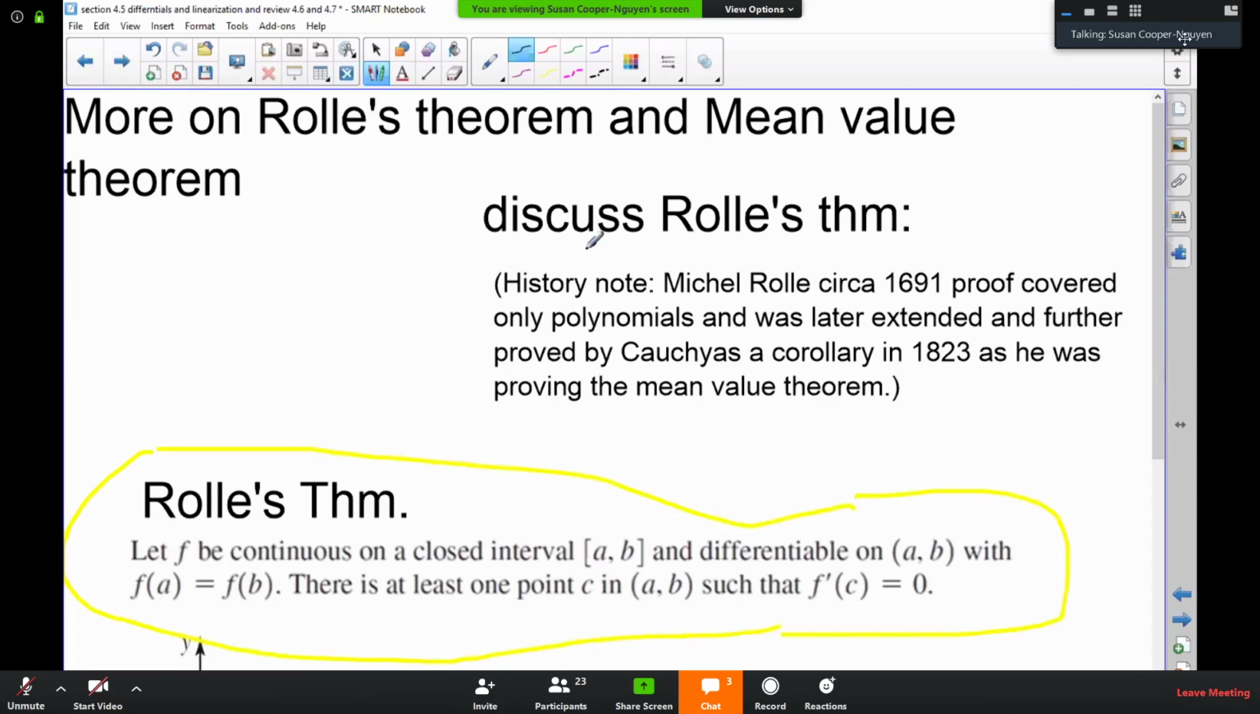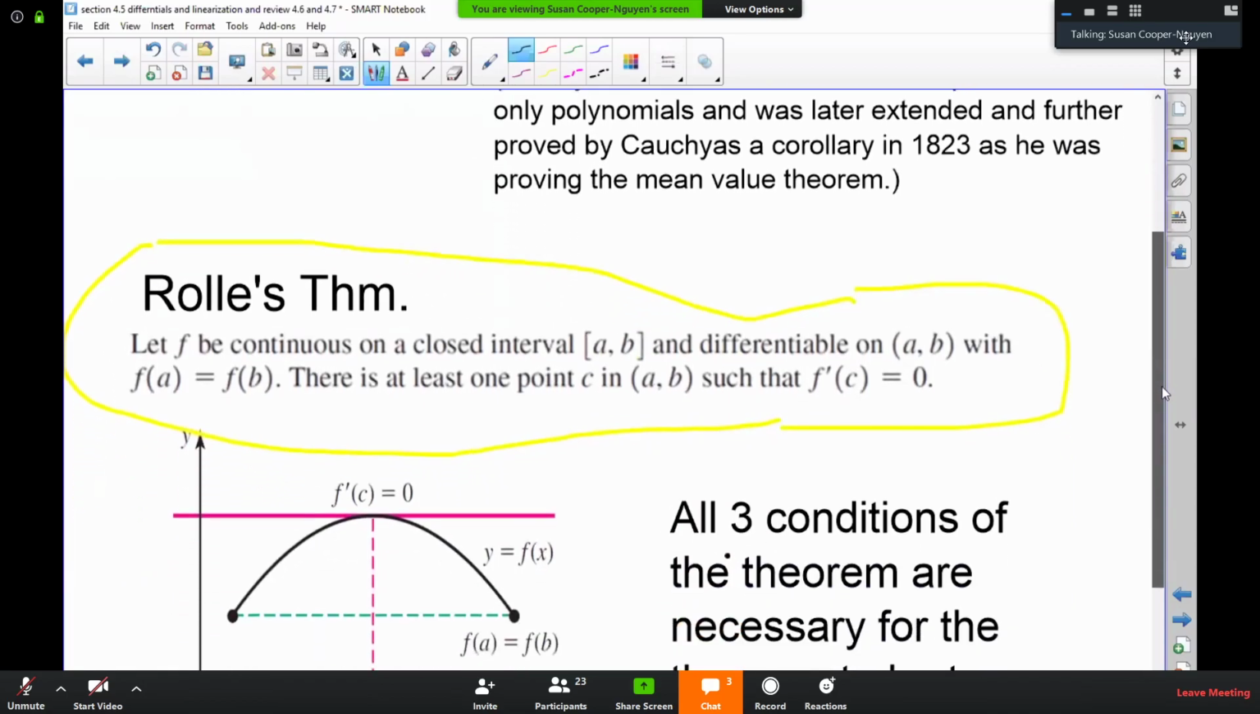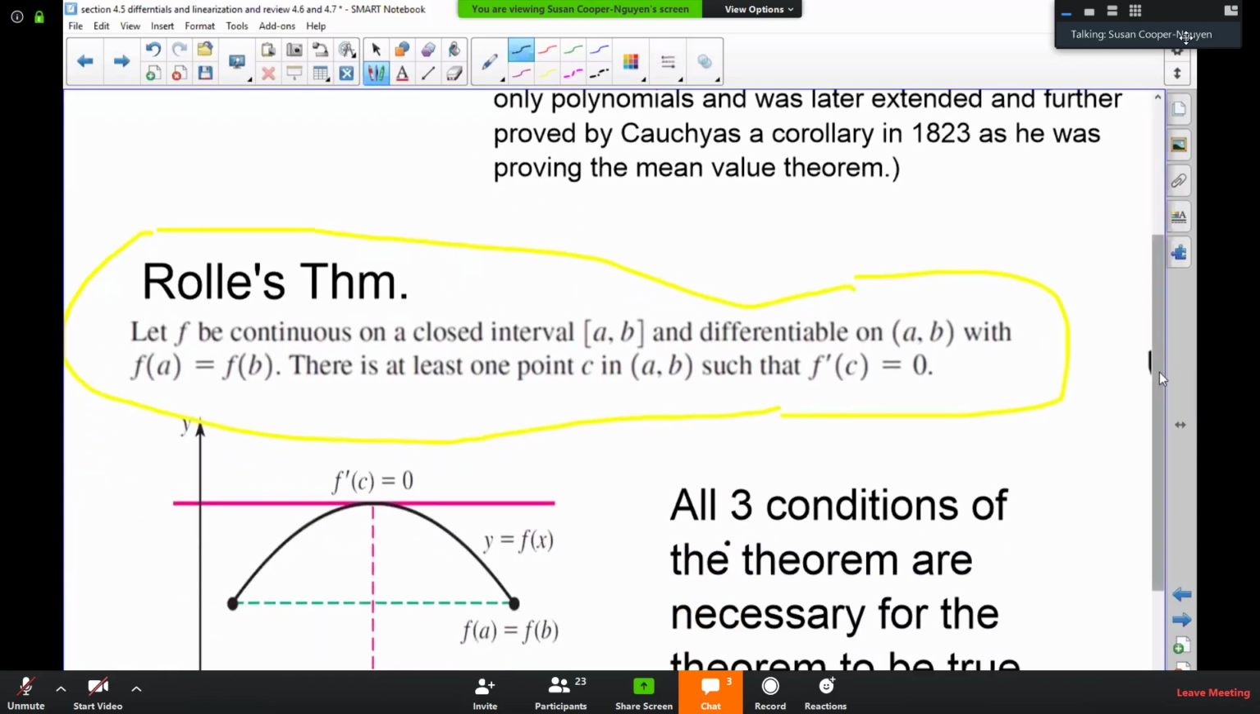Rolle's theorem and mean value theorem. A little history. Michael Rolle's original proof in 1691 covered only polynomials, and then Cauchy. We'll talk about the Cauchy sequence in Calc 2. Cauchy further proved it, extended it in 1823, but it always blows my mind that these guys were cooking this stuff up in the 16 and 1700s.